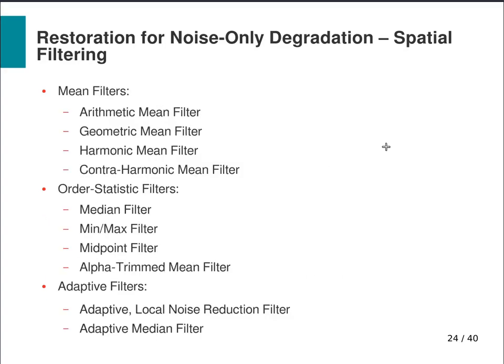So this is a summary of all the filters that we will cover here. We have the mean filters, including the arithmetic mean filter, geometric mean filter, harmonic mean filter, and contra-harmonic mean filter. We will see order-statistic filters, which include median filters, min-max filter, midpoint filter, and alpha-trimmed mean filter. And finally, we have adaptive filters, including the adaptive local noise reduction filter and the adaptive median filter.